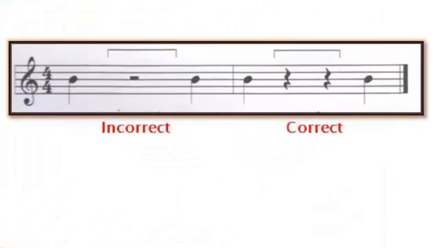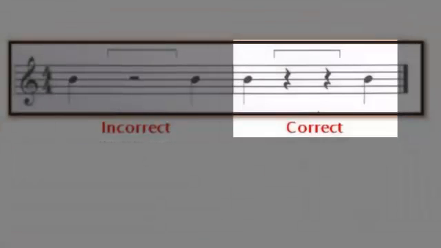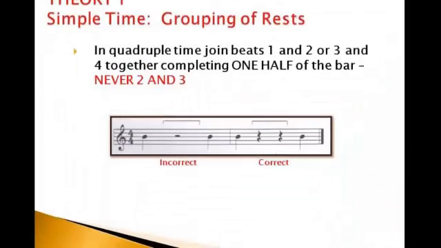In the example on your screen, the first incorrect example is joining beats 2 and 3 together. You can't do that. Here's an example of when you would have to write 2 quarter rests.